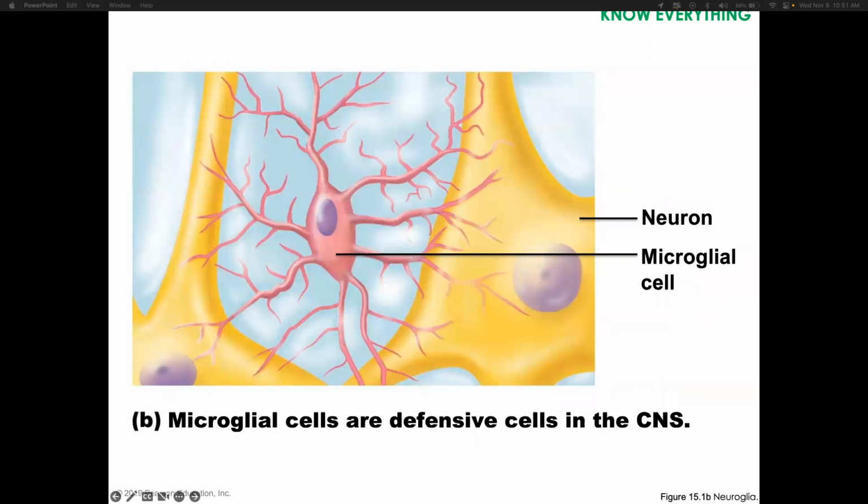Next, we have microglial cells. Microglial cells act very similar to immune cells. They are the resident macrophages in the central nervous system. They kill off any pathogens or invaders within the central nervous system, and they make up about 10 to 15% of the cells in the brain.